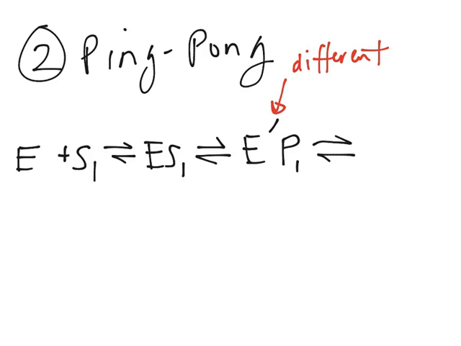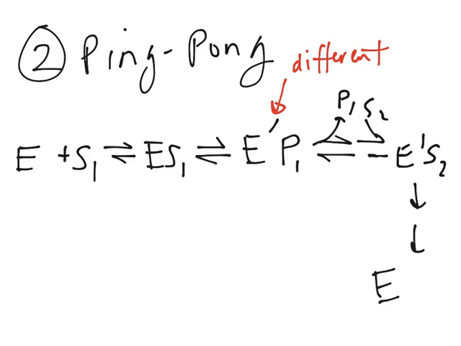So at that point, that first product is released. And at that point, now we have the second substrate coming in. We form a second complex of this changed enzyme with the second substrate. And then the chemistry happens. The enzyme gets converted back to its original form, and you form your second product.